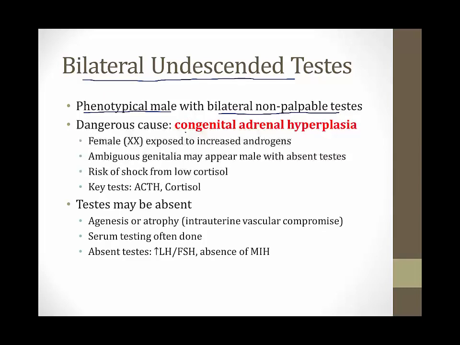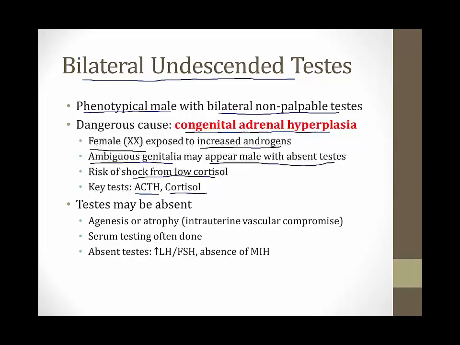This can happen in some of the congenital adrenal hyperplasias. In some of these disorders, females with two X chromosomes are exposed to increased androgens. This can lead to the development of ambiguous genitalia, and thus the baby may appear to be male with absent testes when in fact it is a female. This is a dangerous situation because there's a risk of shock from low cortisol. So important tests to do here are an ACTH level and a cortisol level.